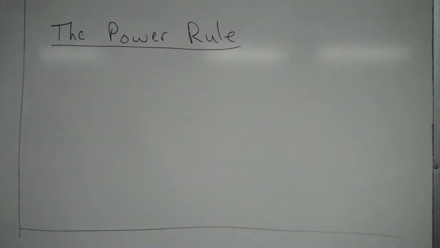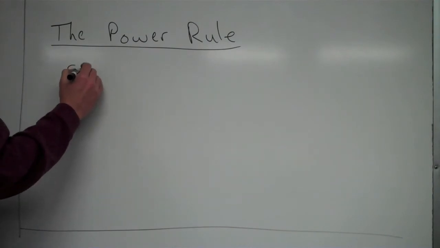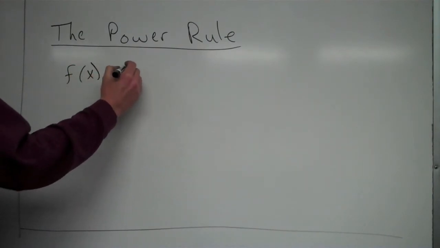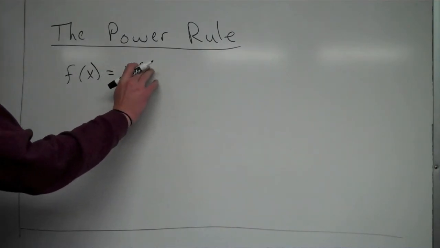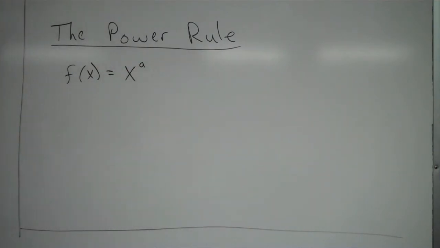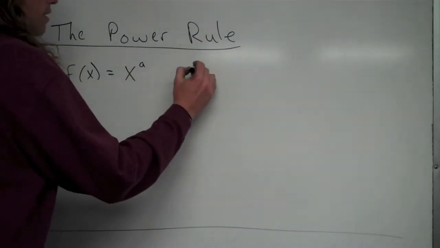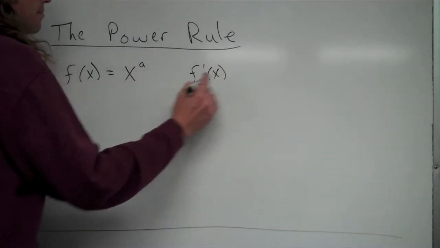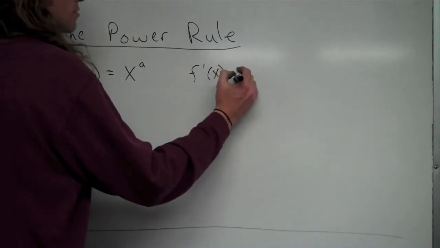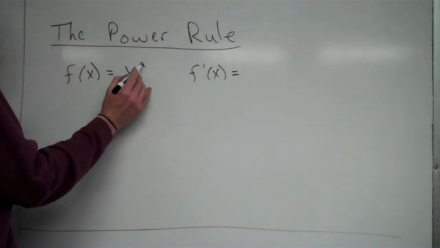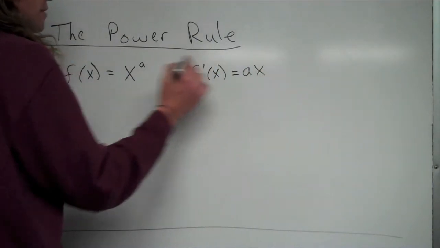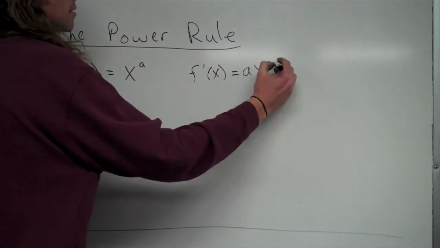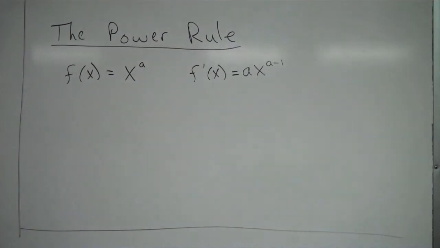We're not going to prove the power rule, but here is how it looks. If you have a function in the form x to the a, where a is some constant, some number, it could be any number, the derivative, say f prime of x, is equal to a times x to the a minus 1. You take the exponent, bring it down in front, and subtract 1 from the exponent.